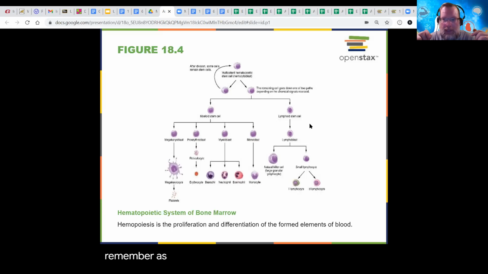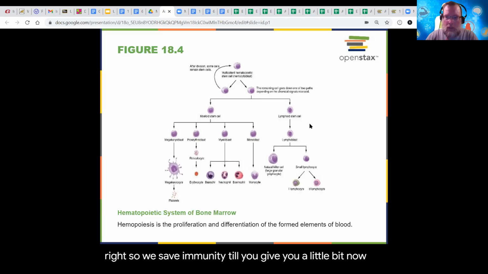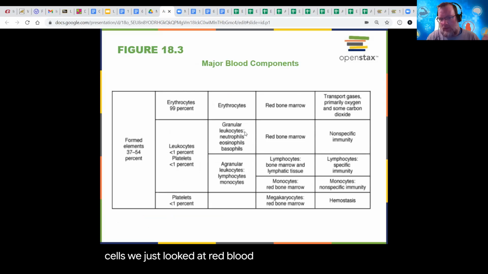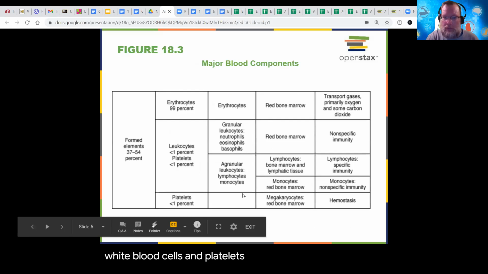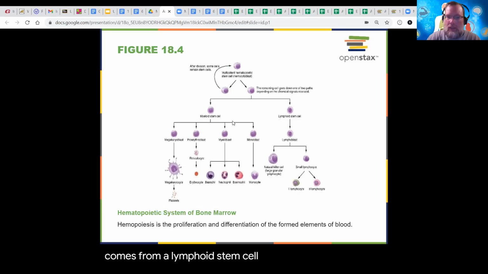Lymphocyte, remember, is one type of leukocyte, a non-granular leukocyte called a lymphocyte. It's a mouthful, right? That's why we save immunity, giving you a little bit now and more later. Of all the cells we just looked at, red blood cells, 5 different types of white blood cells, and platelets, so 7 cells, only one comes from a lymphoid stem cell. The other ones come from myeloid stem cells.